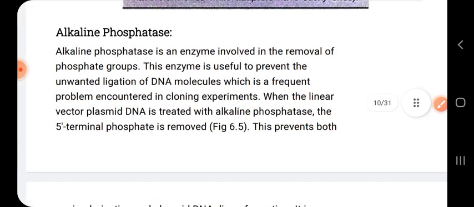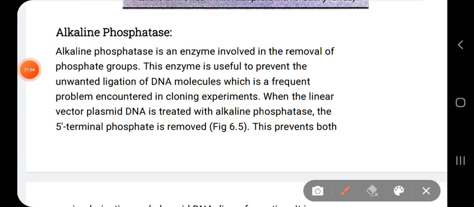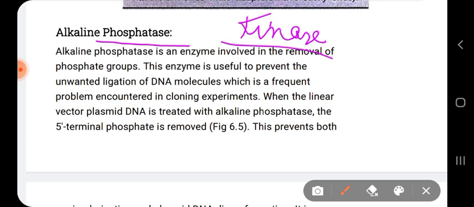Okay, another important enzyme is alkaline phosphatase. Alkaline phosphatase is an enzyme involved in the removal of the phosphate group, as the name suggests, phosphatase. Generally, you already know now, having gone through the fifth semester, that most kinase enzymes add phosphate groups and phosphatase enzymes remove phosphate groups.